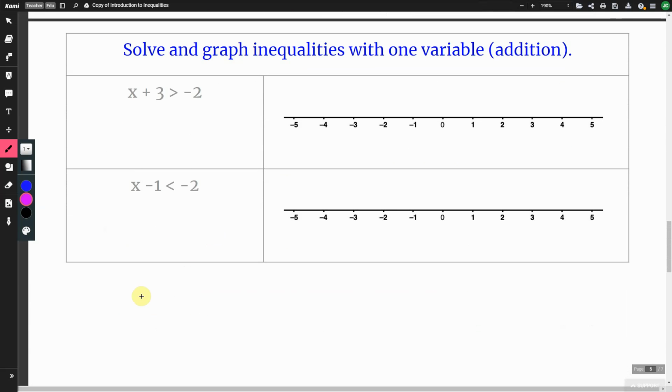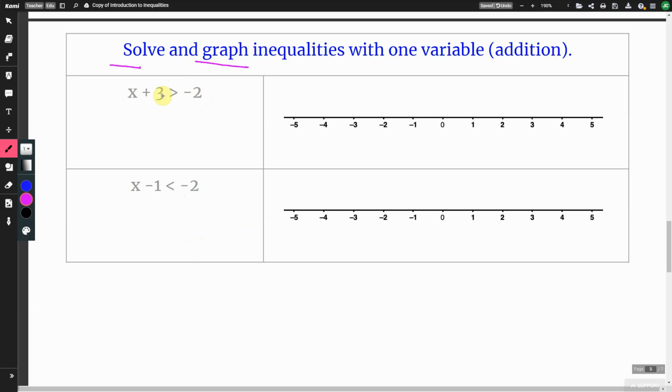Okay? But for the most part, this problem just says solve and graph inequalities with one variable. Okay? So you just treat it as just a regular equation. There are some little steps you have to do. But for the most part, if you know how to solve an equation, you should be fine. But this one reads x plus 3 is greater than negative 2. So then we've got to solve for x.